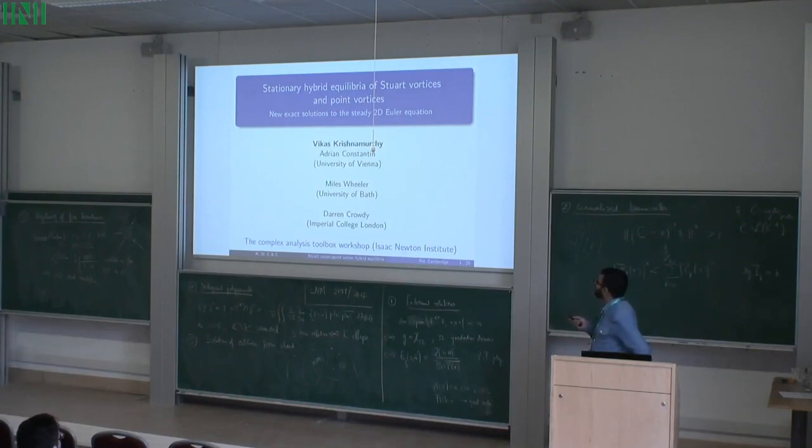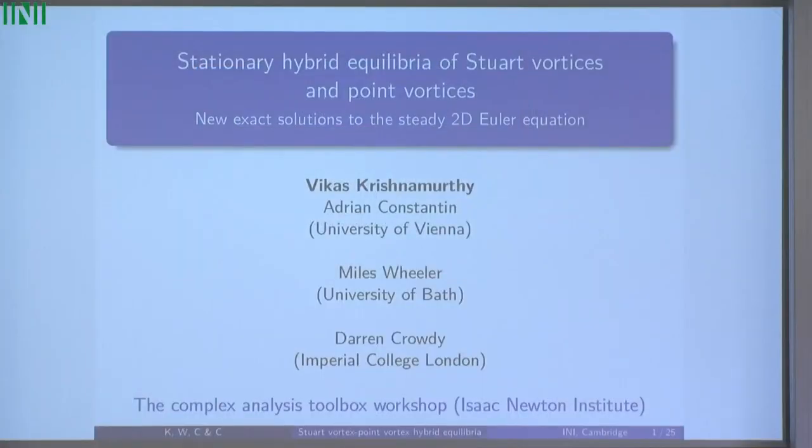Today I'll be talking about some new exact solutions to the steady 2D Euler equation, which combines Stuart vortices and point vortices, and which we are calling hybrid equilibria, and also some connections to various areas of mathematical physics, polynomials, etc., that have been being discussed during this week here.